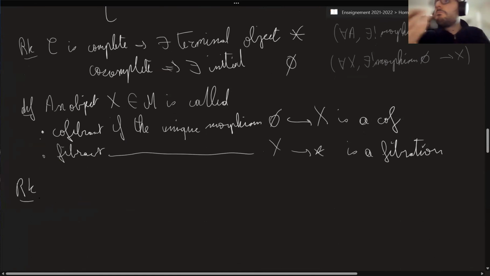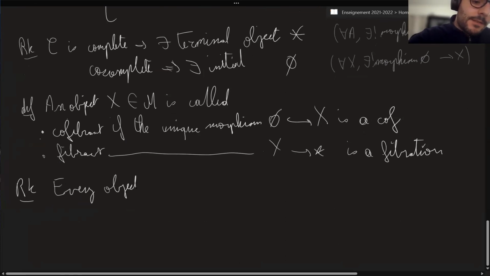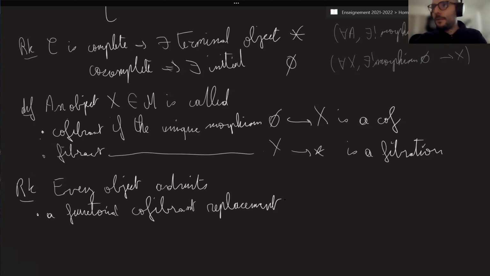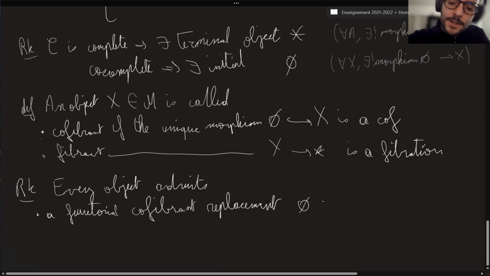So a remark, which is kind of a proposition, kind of a definition, kind of a remark. Every object admits a functorial cofibrant replacement. This is the definition part, functorial cofibrant replacement. The proposition is that every object admits one. And what it means is simply this.